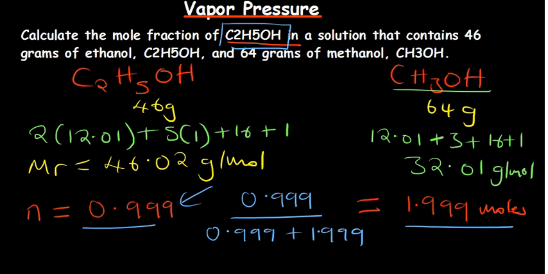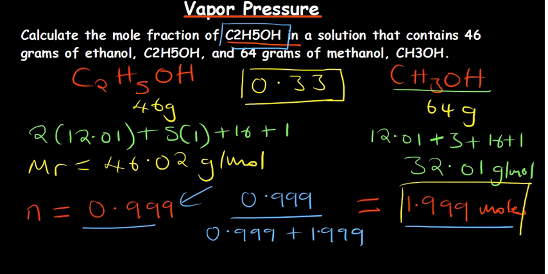So I'm getting a value of 0.33 as our mole fraction. So if they ask you to find the mole fraction of methanol, how would you handle it? So it will be 1.99. So we will only change the numerator. Everything else would remain the same.